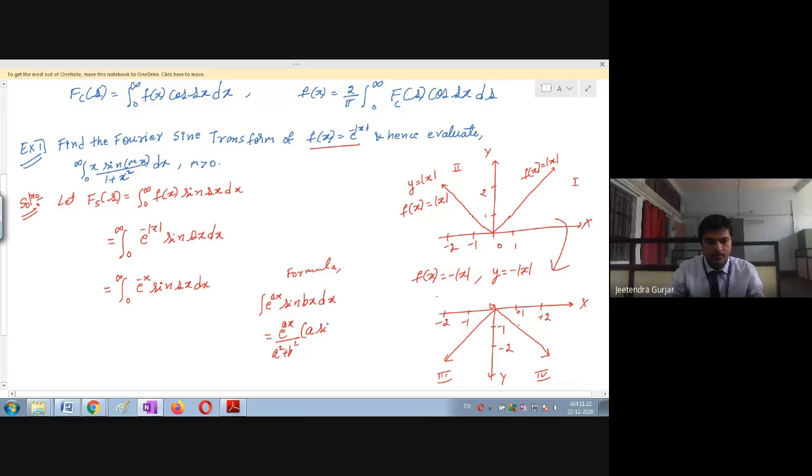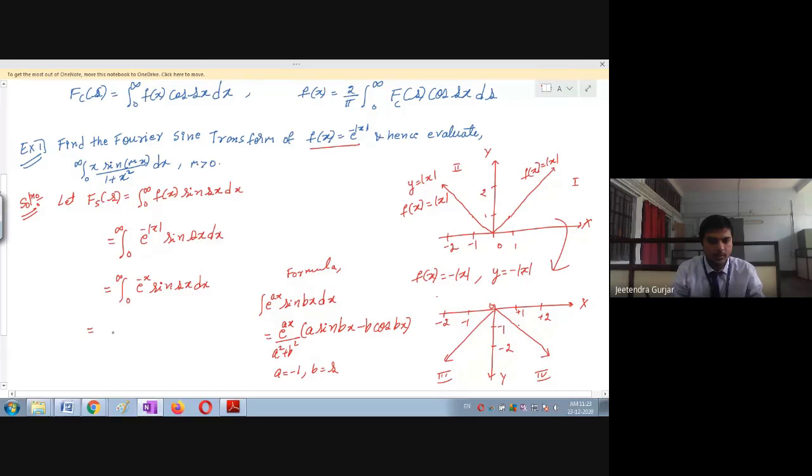A sin bx minus b cos bx. Please use this formula. In this example, you can see from this a is equal to minus 1 and b is equal to s. Okay, so now we'll substitute one by one.